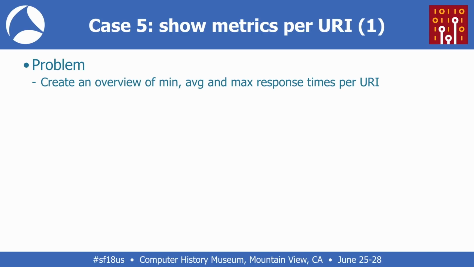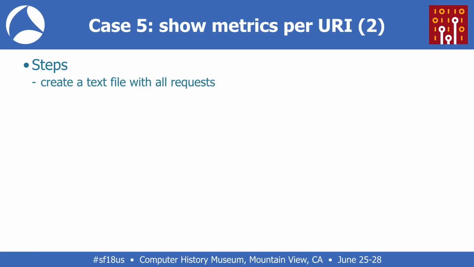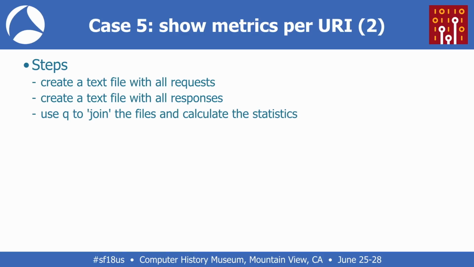Till 11. Okay. I think I'm running ahead of time. So, what if I want to have an overview of the minimum, average, and maximum response times per URI? Wireshark doesn't provide it per URI, I think, but it does per response code. I want to have an overview of the URI, the count of the amount of packets, the minimum, the average, and the maximum response time. And of course, it's an HTTP data file again. I create a text file with all the requests, a text file with all the responses. I'm using Q to join the files and calculate the statistics. One of the things that Wireshark's not good at is you have a request and you have a response, and here's the URI and here's the response time. And how do I combine those? It should be able to print the response time with the URI, right? It's a feature request, but it's not there yet, so we need to do it manually.